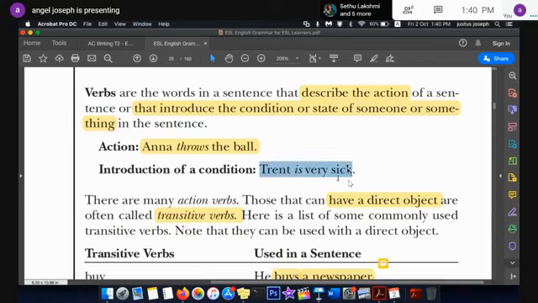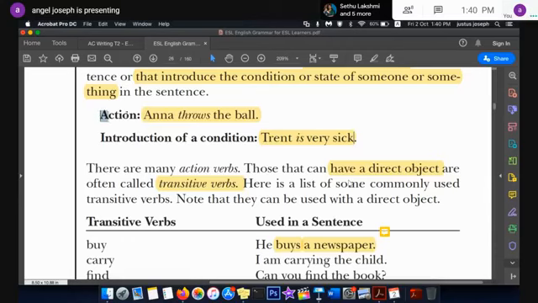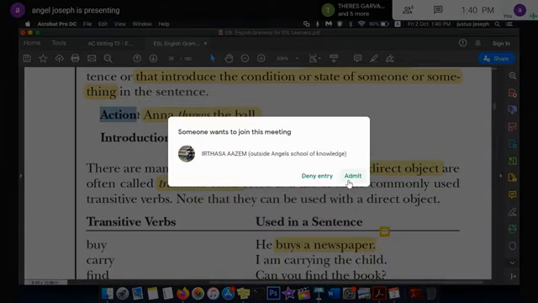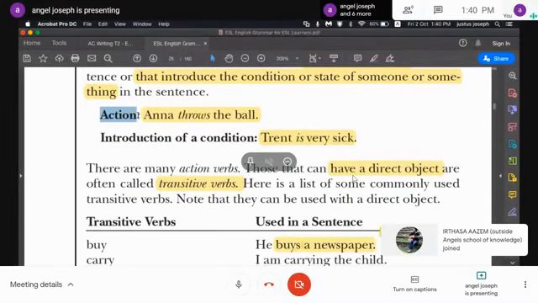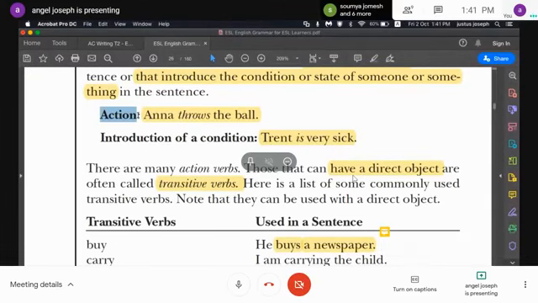Look at the next sentence. Trent is very sick. Here the word is showing the condition of Trent. So this becomes a verb where it's letting us know the condition or state of someone. Who is this someone here? Trent. Now the first breakage that we understood here is that verbs can be divided into two basic parent groups: action verbs and condition verbs. Right now we will probably change this name later, but let's just call them action verbs and condition verbs. Now let's go deeper into action verbs.